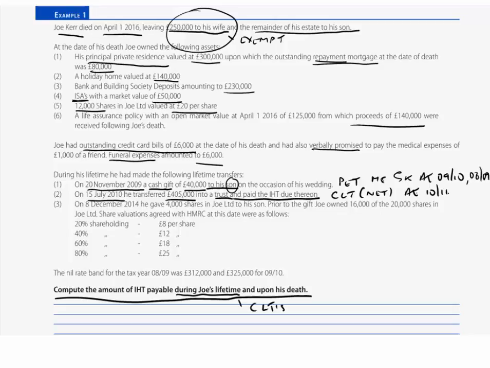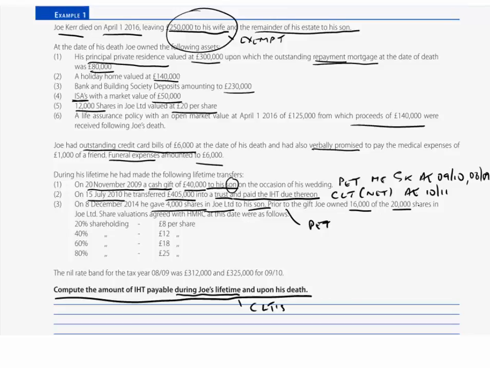And the third and final one, and the pièce de résistance here in terms of the calculation, December 14, so that will be in the 14-15 tax year, gave 4,000 shares in Joe Limited to his son. Gift to the son, that therefore is a PET. Prior to the gift, Joe owned 16,000 out of the 20,000 shares in Joe Limited. Now he's giving away 4,000 shares.